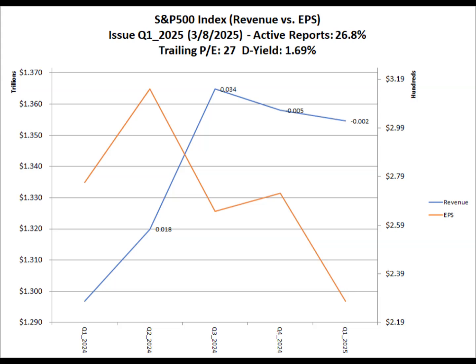3 of the 503 stocks list 2 classes of shares. They are Fox, ticker symbol FOX; News Corp, ticker symbol NWSA; Alphabet, ticker symbol GOOGL. Since the metrics for the companies are the same for both classes of shares, they are only counted once. Periodically, new stocks are added and others are removed from the index.